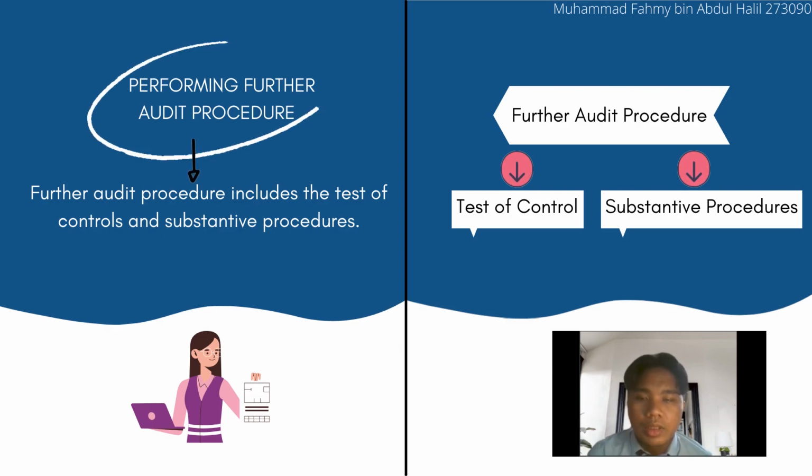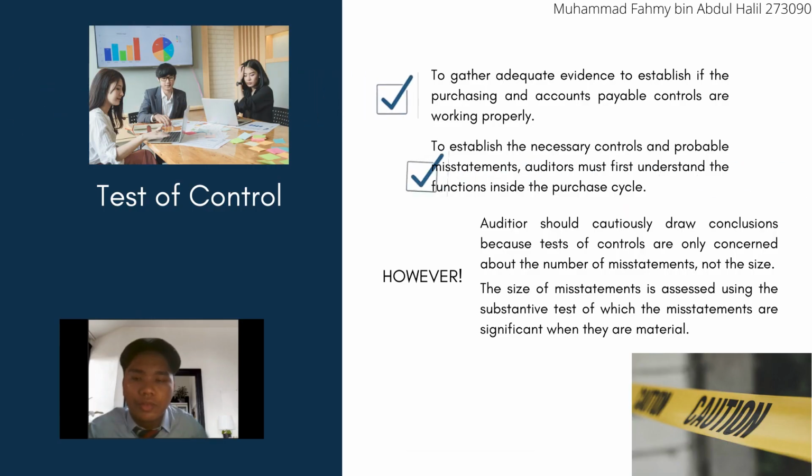In performing the audit procedure, we have test of control and substantive procedure. Under the test of control, we have two functions. The first is to gather adequate evidence to establish if the purchasing and account payable controls are working properly. The second is to establish the necessary controls and probable misstatements. The auditor must first understand the functions inside the purchase cycle.